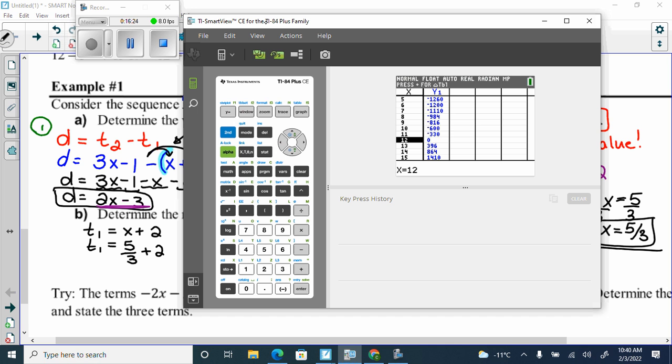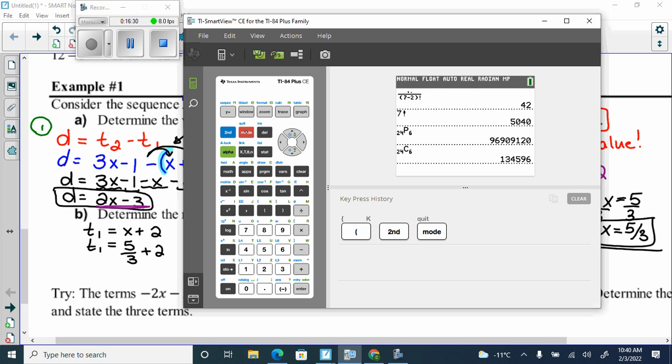So if you have the TI-83s, you're going to type it in as bracket 5 divided by 3 in brackets plus 2.